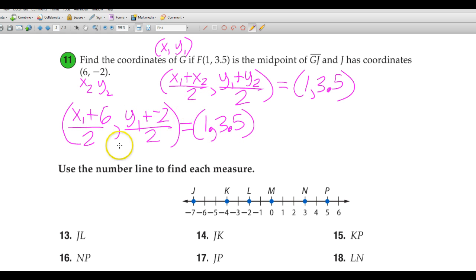Okay, and from here we can actually set up two equations. So we're going to solve for our x1 and we're going to solve for our y1.